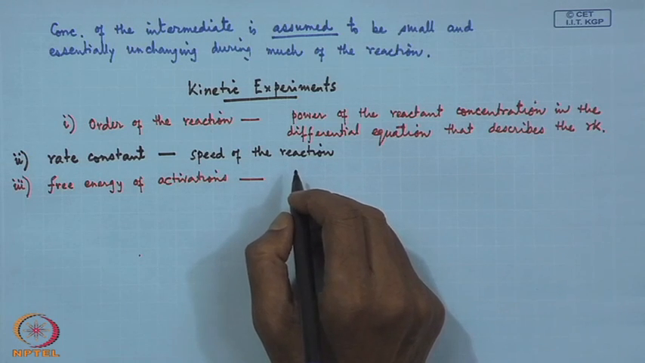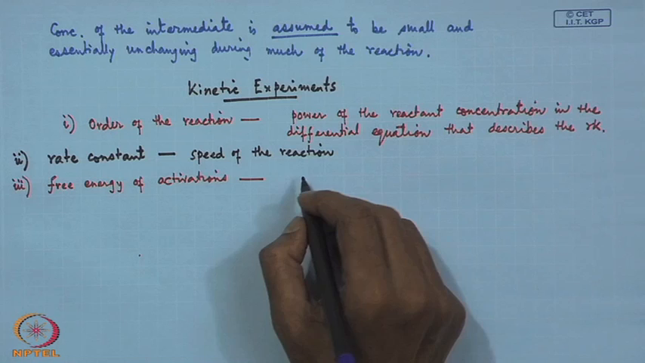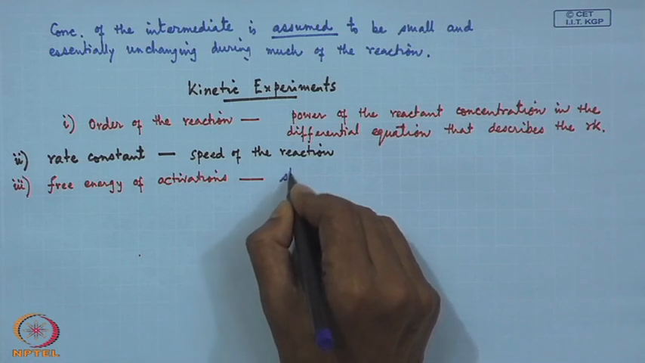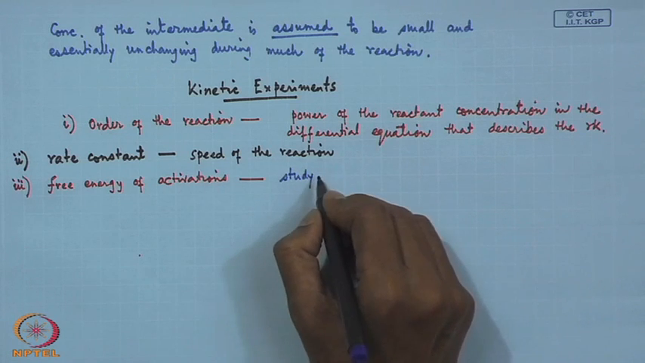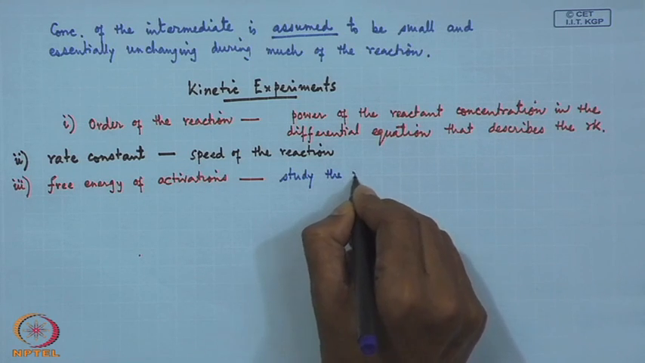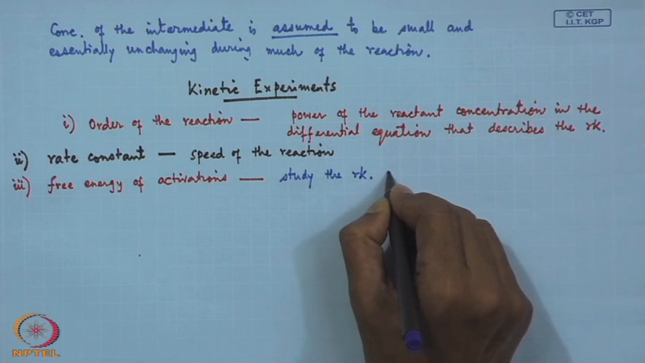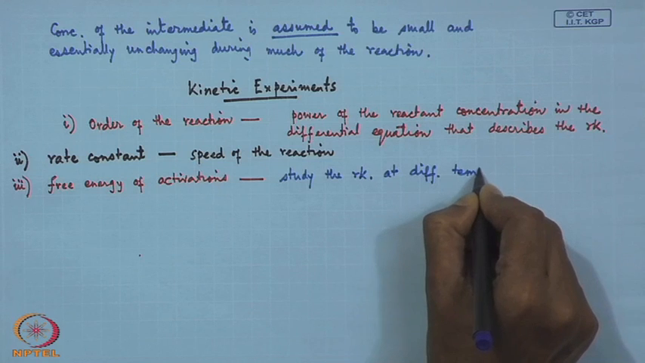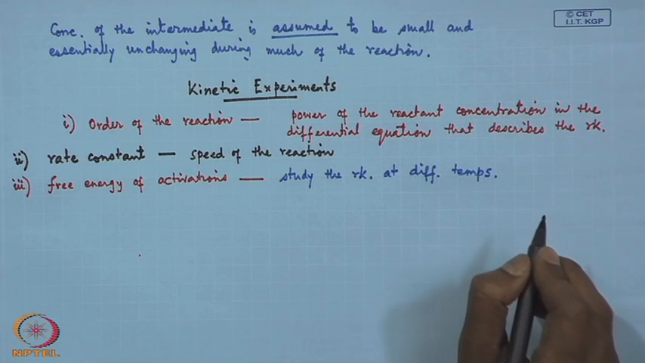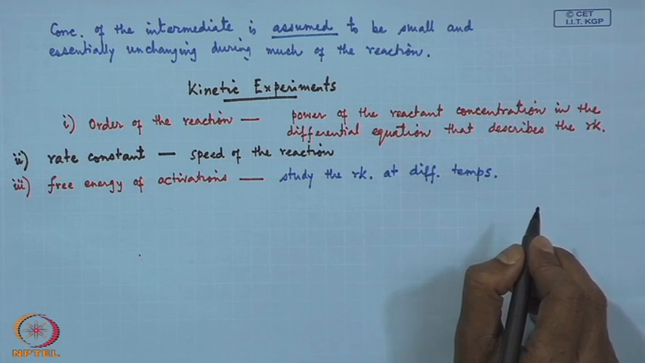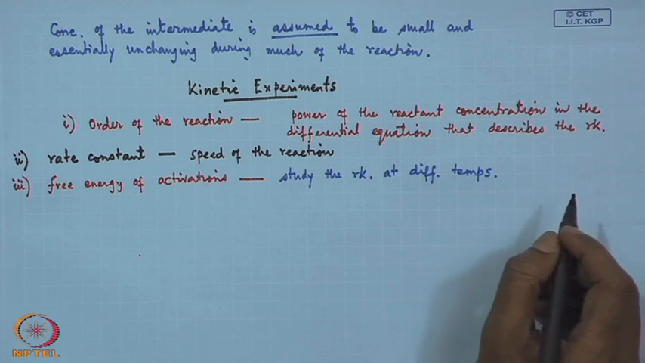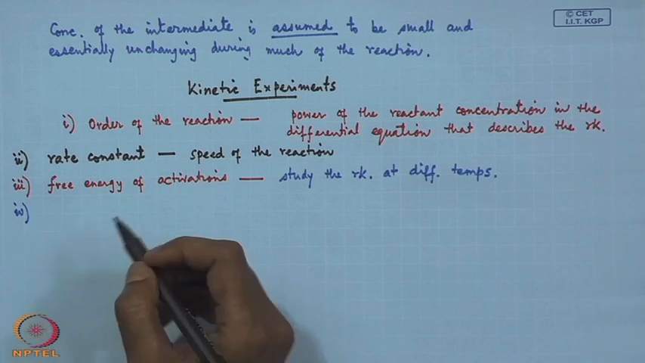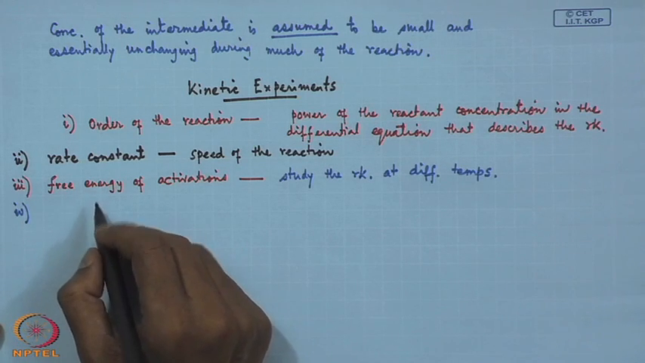So, how can we find out the free energy of activation? We can find out by measuring or studying the reaction at different temperatures. That basically gives us the corresponding free energy of activation, and then another important parameter that we can determine is the heat of activation.